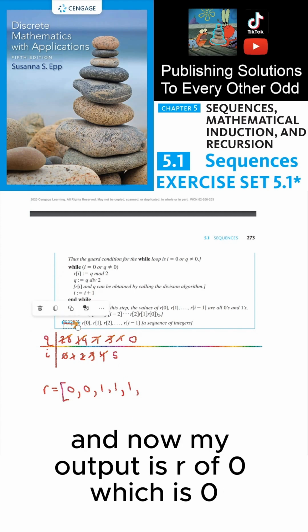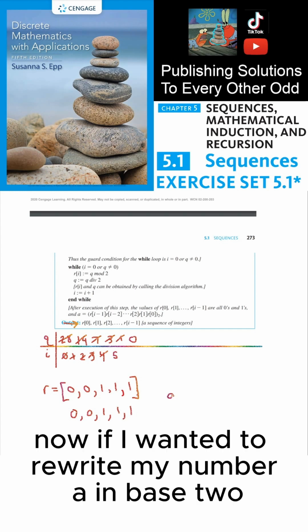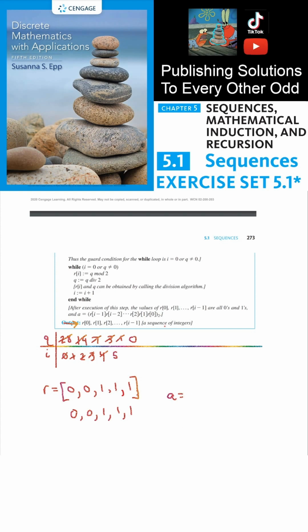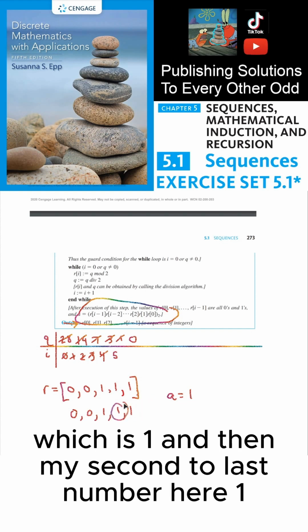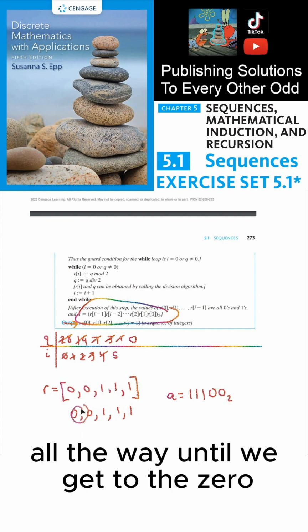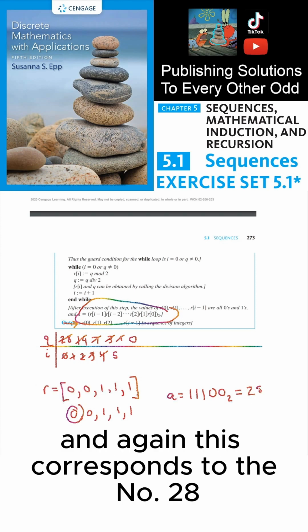And now my output is r of 0, which is 0, r of 1, which is 0, r of 2, which is 1, r of 3 is 1, and r of 4 is 1. Now, if I wanted to rewrite my number a in base 2, according to these directions right here, a would be the last number in my list of remainders, which is 1, and then my second to last number here, 1, and then we work our way backwards here, all the way until we get to the 0. So a is 11100 in base 2. And again, this corresponds to the number 28, which is in base 10.